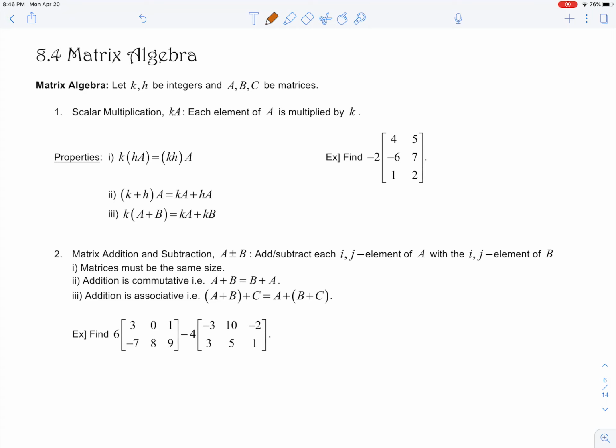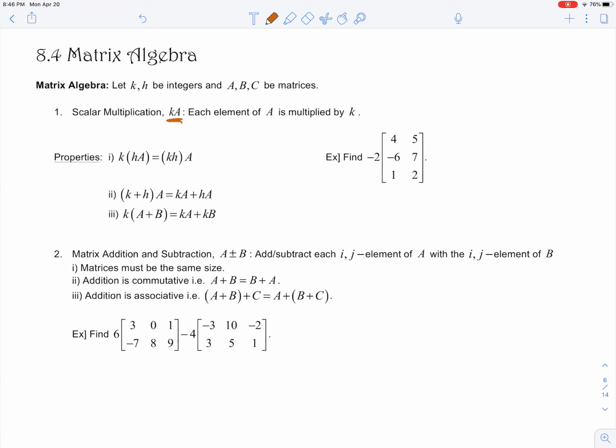Hey guys, now we're in section 8.4, matrix algebra. We're going to look at ways to multiply matrices, and combine matrices together by adding and subtracting them. First of all, just notice that if you multiply by a scalar, referring just to a number, not a matrix, you multiply every single element of the matrix by the scalar.